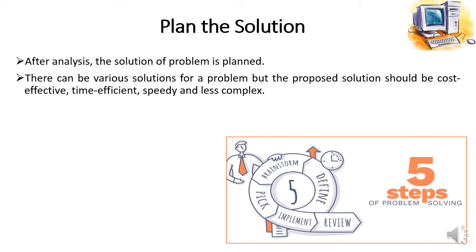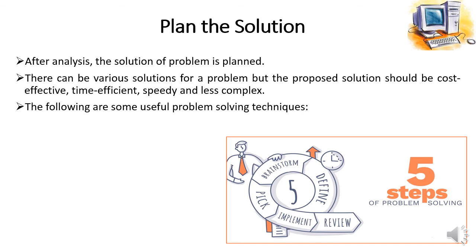Cost effective means that it should be affordable for a person. Time efficient means that it should perform more work in limited time or in less time. That is called time efficient. Speedy, same speed is an efficiency metric, and less complex means it should be understandable. The following are some useful problem solving techniques.